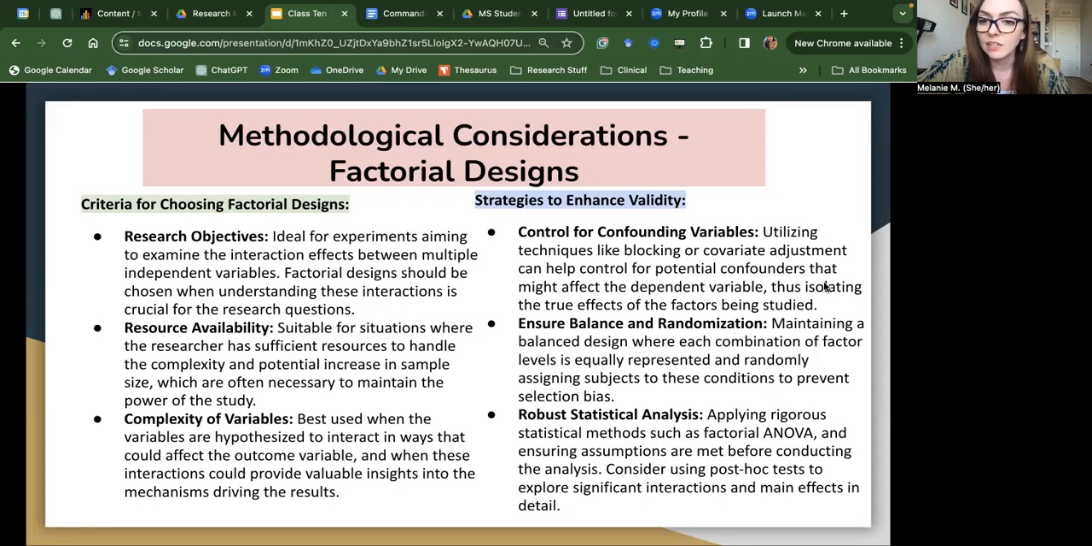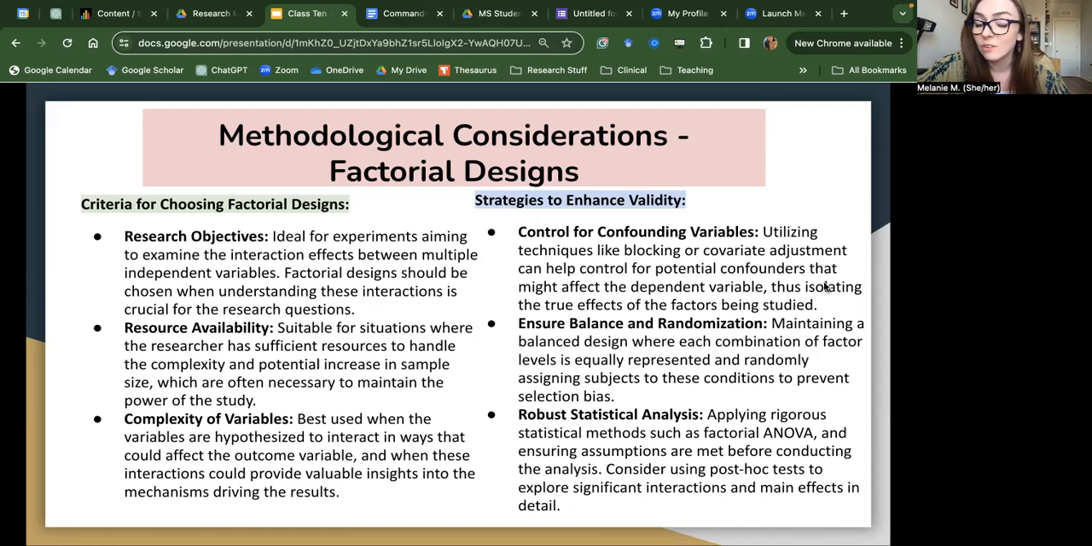Strategies to enhance validity is you want to control for confounding variables as much as possible. So there's lots of different statistical approaches to that. I'm not going to hold you accountable for it other than knowing that you would want to be very intentional on controlling for confounding variables statistically, where possible.